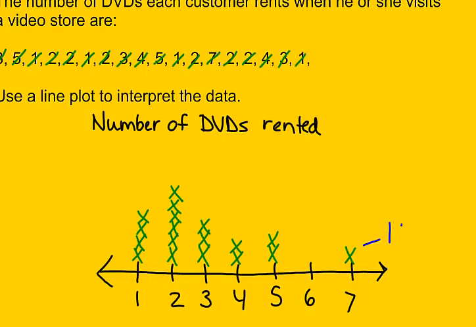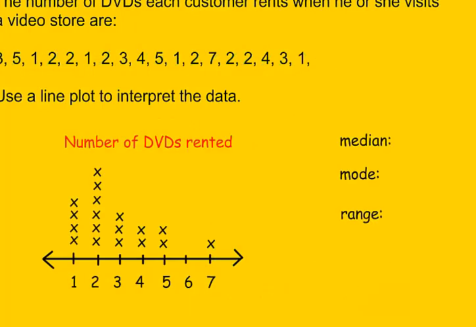The last thing I want to do is count the number of x's, 18, and I'm going to count the number of data points that I have, and that is 18, so I know I have the correct number of x's on the line plot.